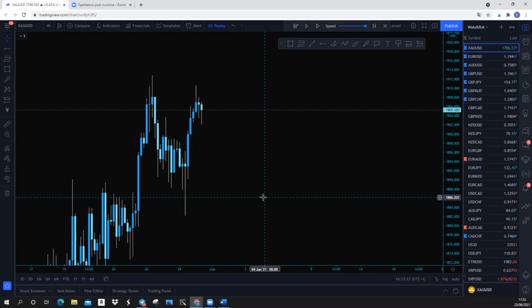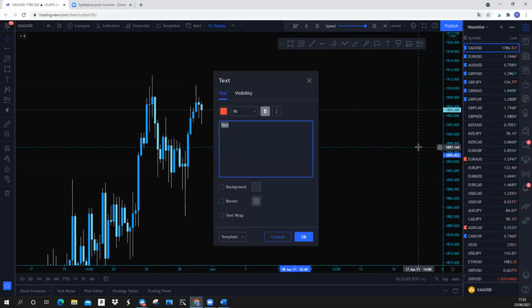Homework for next time, okay? Because if I don't give you homework, there is no point of the lessons, because you need practice to understand the concepts. Otherwise, 5 pairs. You need to find 3 imbalances.